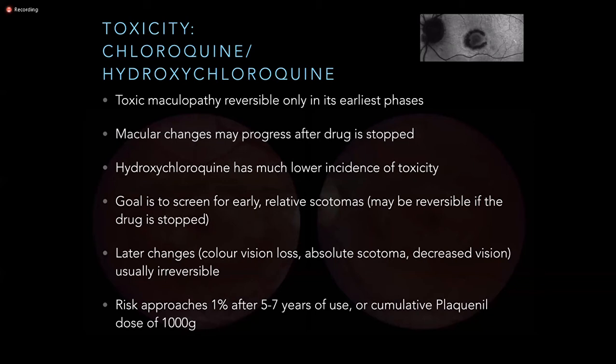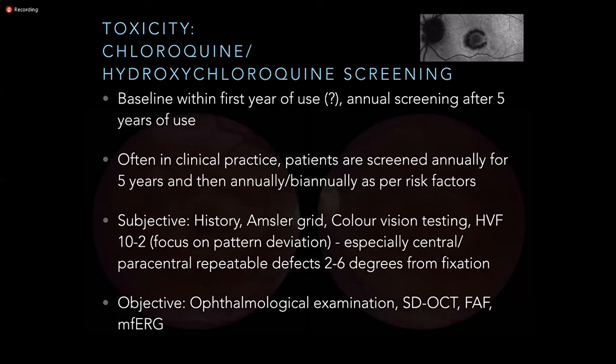Late changes include color vision loss, absolute scotomas, and decrease in vision. The risk of this approaches 1% after 5 to 7 years of use, or after a cumulative Plaquenil dose of about 1,000 grams. So in terms of screening, I think this was addressed very well in the recent grand rounds, but typically patients may have a baseline examination within the first year of use or not, and typically annual screening after 5 years of use is recommended.